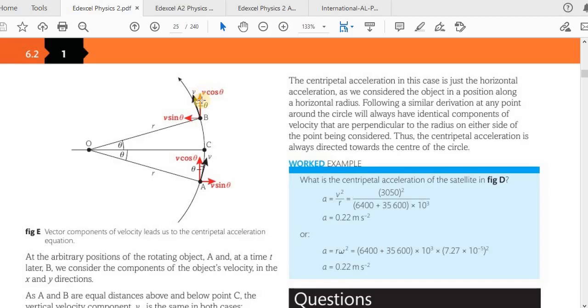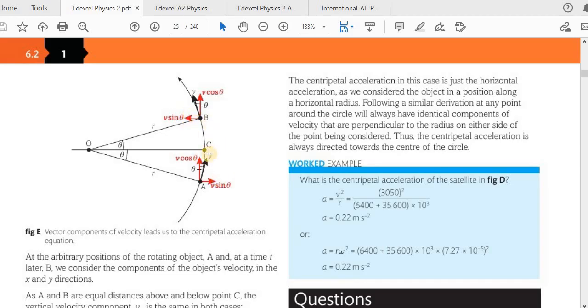Then you will see this side of the triangle. If the hypotenuse is v, then the adjacent side will be v cosine theta. Similarly, this will be the opposite side to this angle, which is equal to that side in length. That will be v sine theta. So when it is here, the component of the velocity in the horizontal direction is to the left. The component of the velocity in the horizontal direction here is to the right. So v is that way. Here v is more to the left. Here v is more to the right. But the vertical component of velocity is the same.